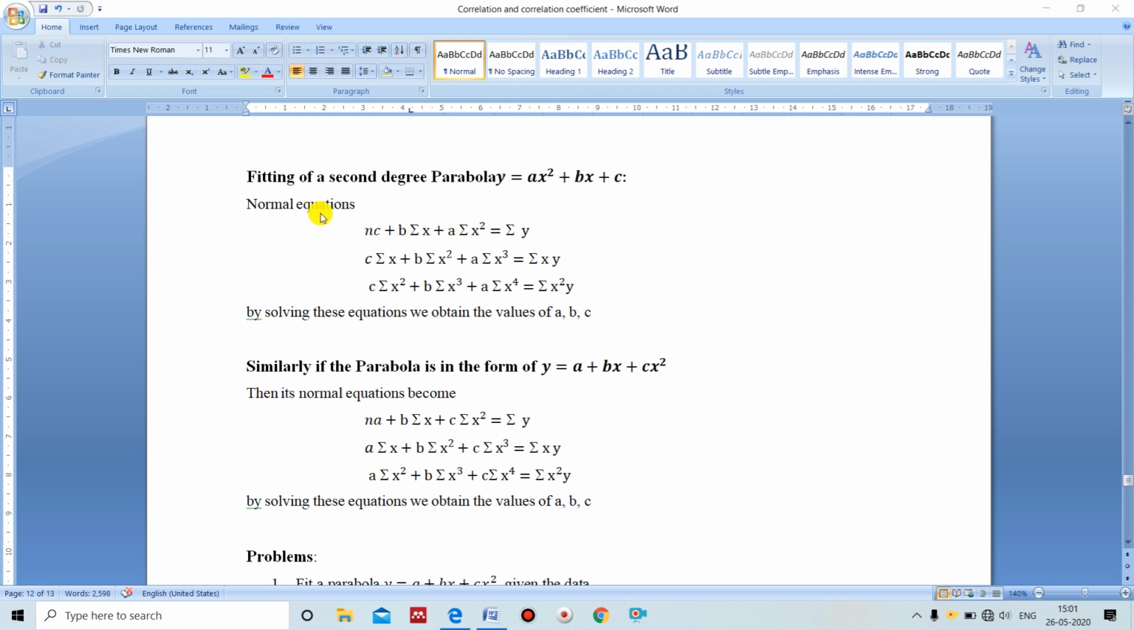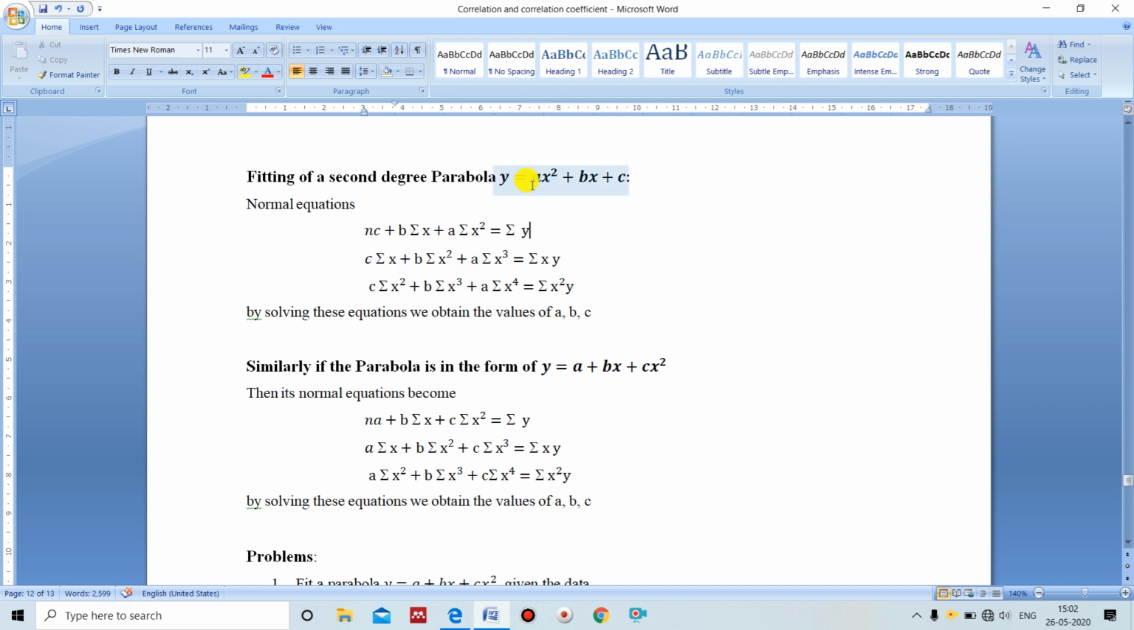So let us write the normal equations for the parabola. First multiply by the summation. For this we get summation of y equal to a into summation of x square plus b into summation of x plus n into c. Again multiply by x, we get summation of xy equal to a into summation of x cube plus b into summation of x square plus c into summation of x. Multiply by x again to obtain the third normal equation: summation of x square y equal to a into summation of x raised to 4 plus b into summation of x cube plus c into summation of x square.